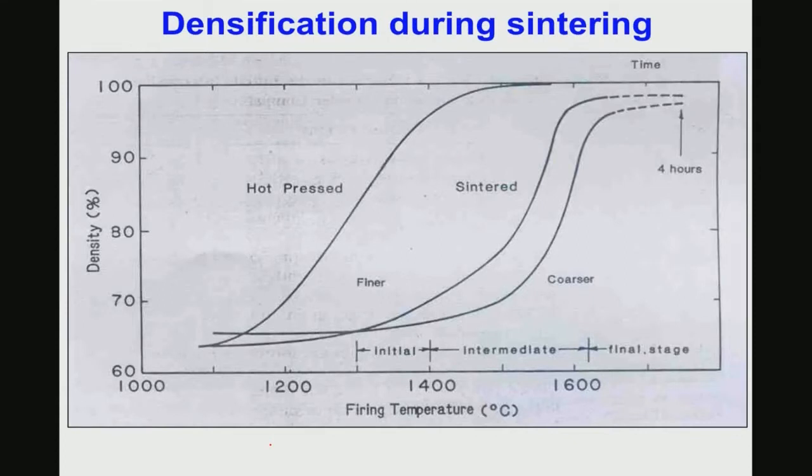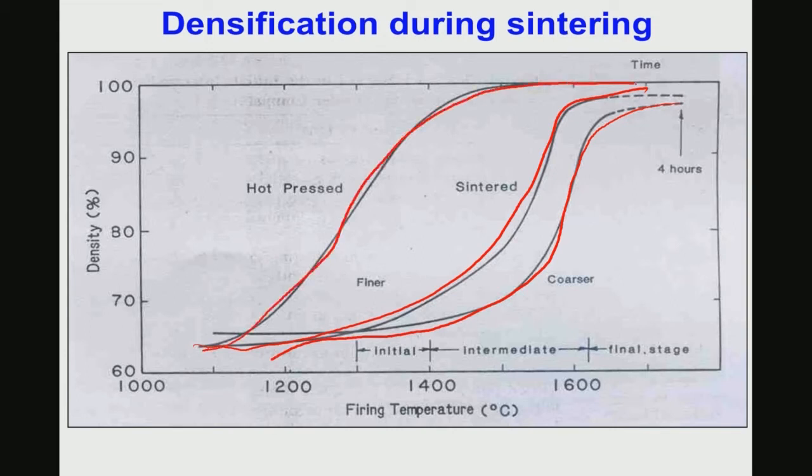This is a typical sintering curve, showing how the density changes with the sintering temperature. What you notice here is that all these curves have a similar qualitative description. This is for finer particle powders, this is for coarser particle powders, and this is hot pressing. What is hot pressing? I will come to this after 5-10 minutes. Hot pressing is a unique technique where you apply uniaxial compression pressure while heating the powder compact. Now, this is the curve for conventional sintering.